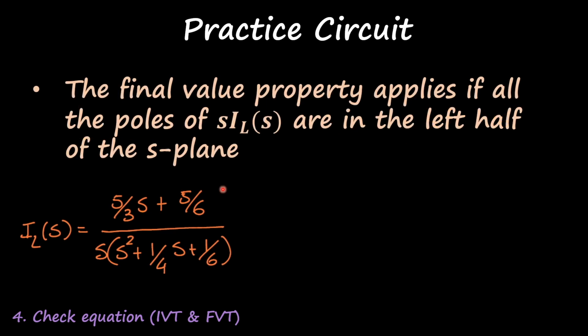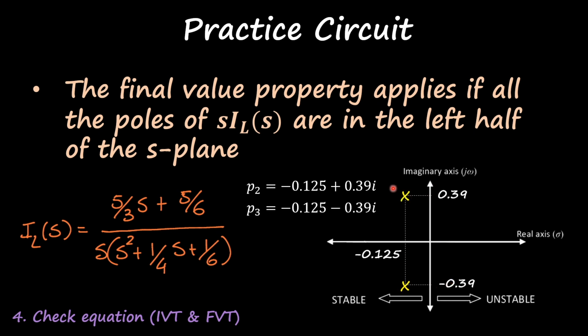All right, so we're not done yet. We need to check the final value and see if the equation is correct. The final value tells us that all the poles of S times IL of S need to be on the left half of the S plane. So this is my equation. Notice that I'm multiplying my IL of S by S. So the poles of interest are from this quadratic equation here. If I find the roots of that, I find the following poles. If I go to the S plane and draw the poles, they are on the left half of the S plane.